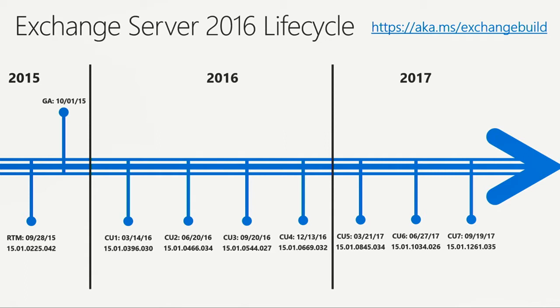There is one URL you can go to, the URL that you see on the screen. This will give you build information for all the versions of Exchange that we've released from 2007 all the way up to 2016. So if you're wondering what cumulative update you're on and all you have is the build number, you can go right to this page and find out that information.